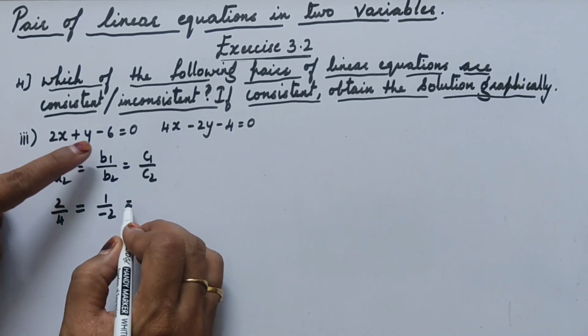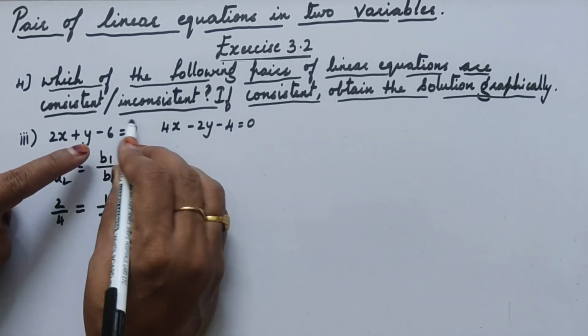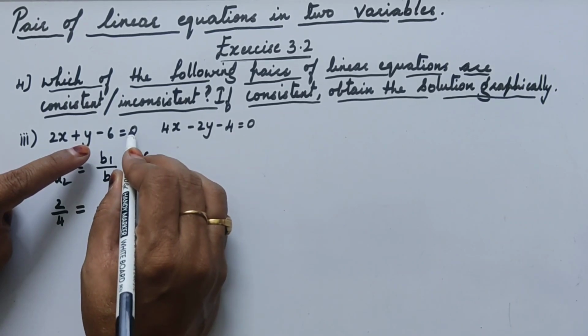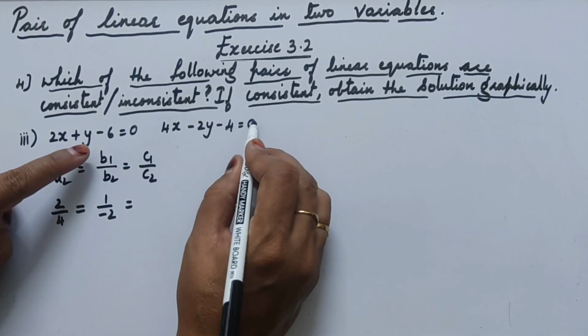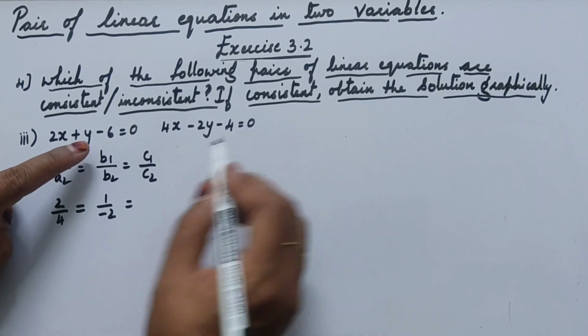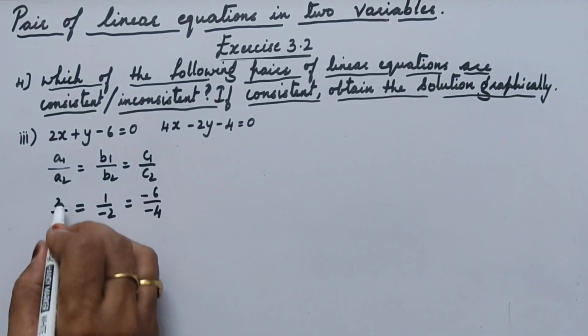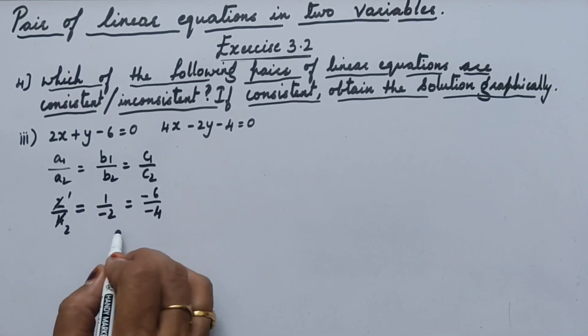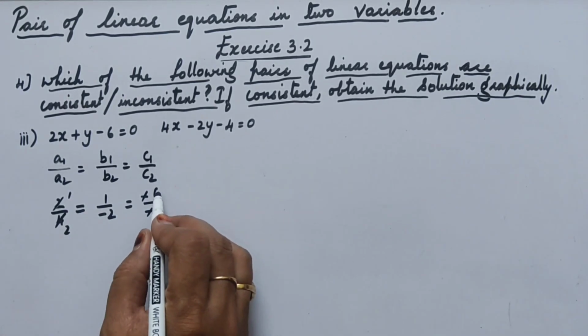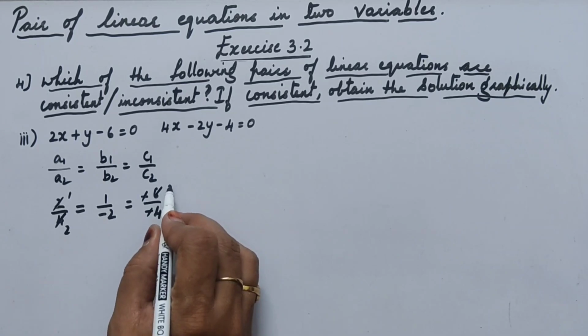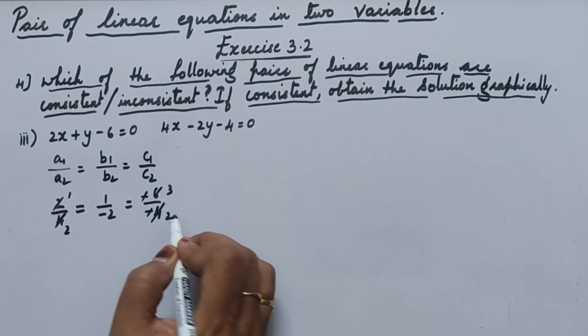-2. You can even write this 6 to the other side, you're going to get +6. If you shift this 4 to the other side, you're going to get +4. No issues, you can just write minus 6 upon minus 4. 2 ones are 2, 2 twos are 4. Here signs get cancelled, and here it is 2 threes are 6, 2 twos are 4.